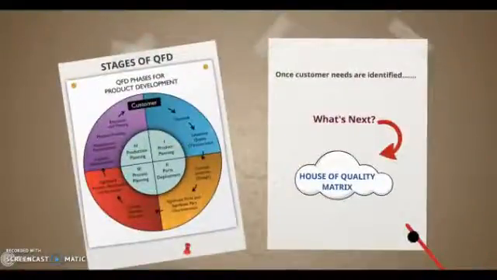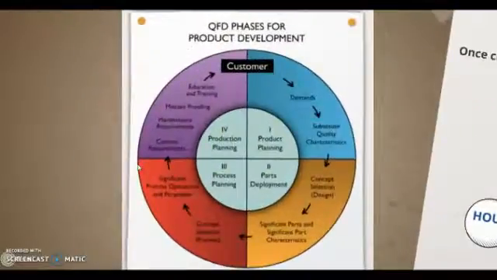Our next step will be to understand the stages of QFD. There are four phases of product development. The first stage is product planning, which includes demands, substitute quality characteristics, which will be obtained through customer insights. The second phase is parts deployment, which includes concept selection and significant parts and significant part characteristics.